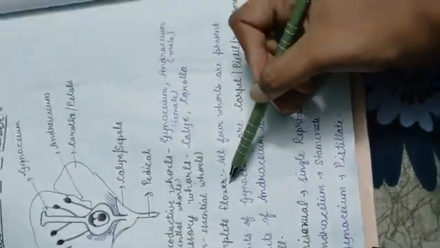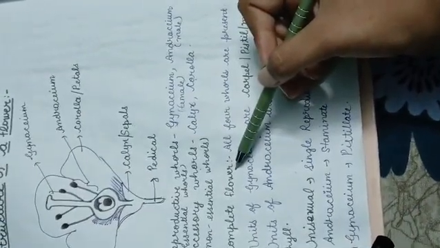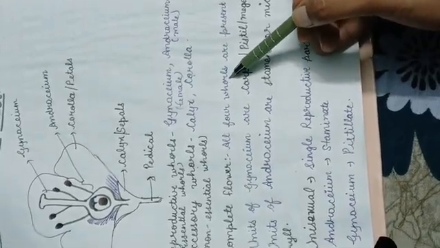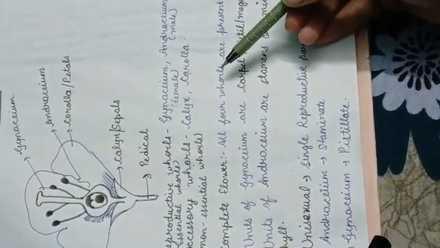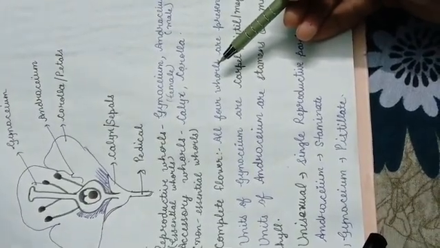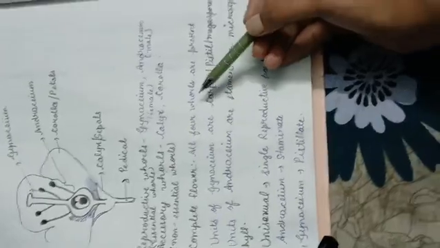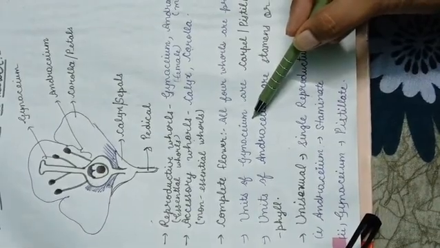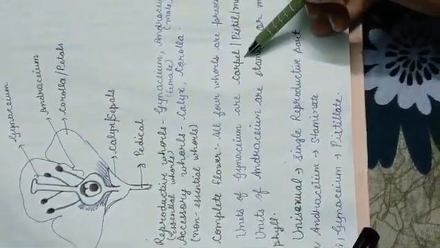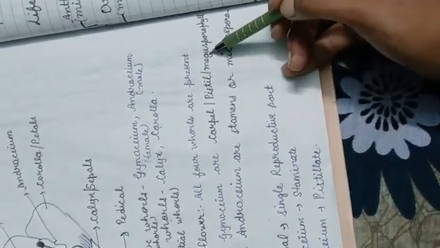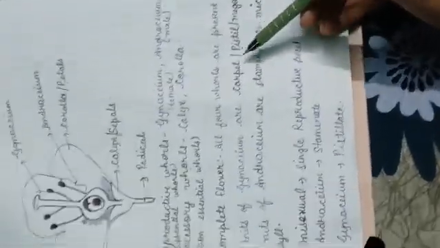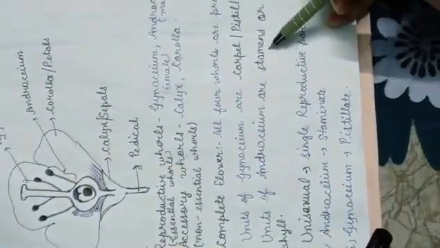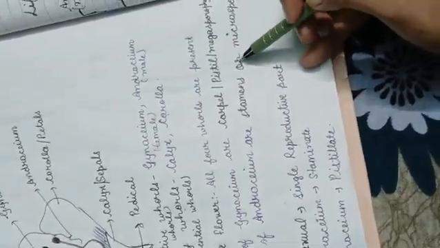So the question arises, what is meant by a complete flower? A flower which has all four whorls, like calyx, corolla, androecium and gynoecium, is known as a complete flower. The unit of gynoecium, meaning a single member of gynoecium, is known as carpel, pistil or megasporophyll. And the unit of androecium is known as stamen or microsporophyll.